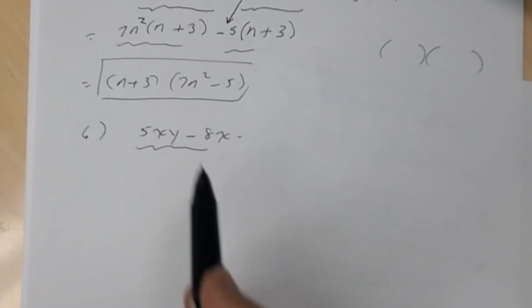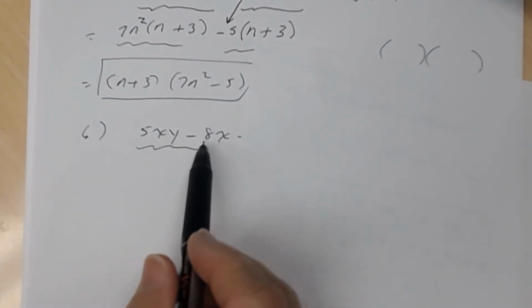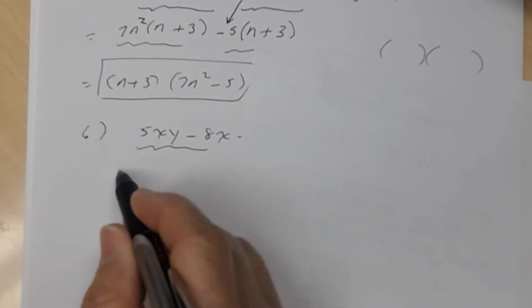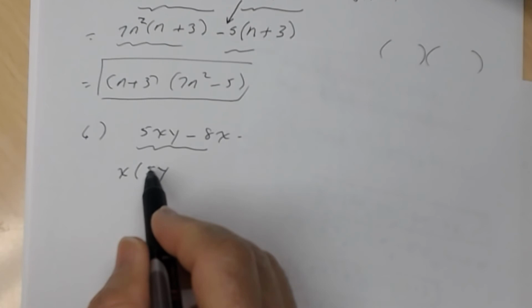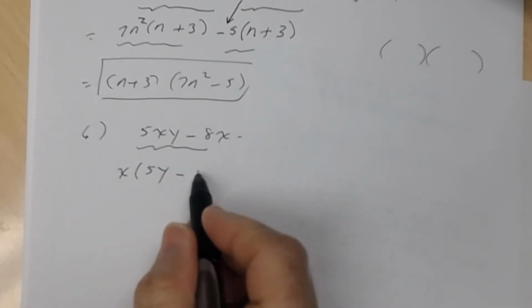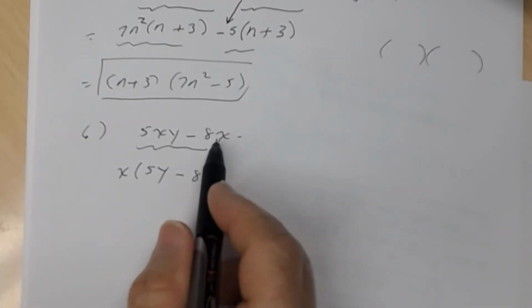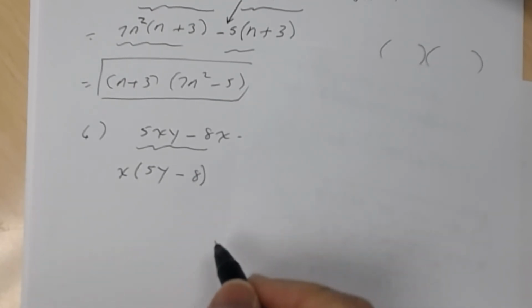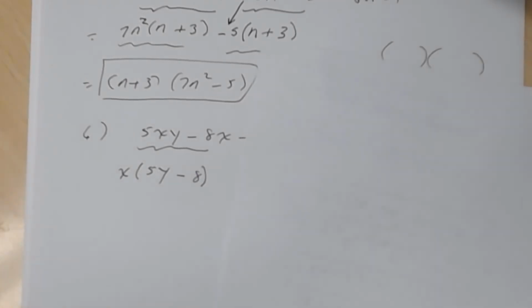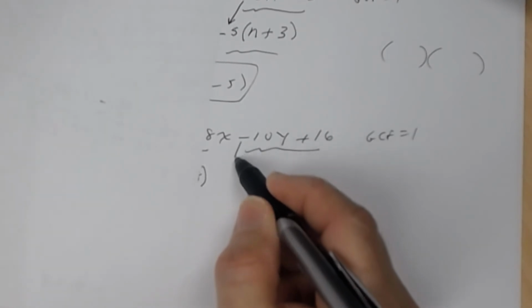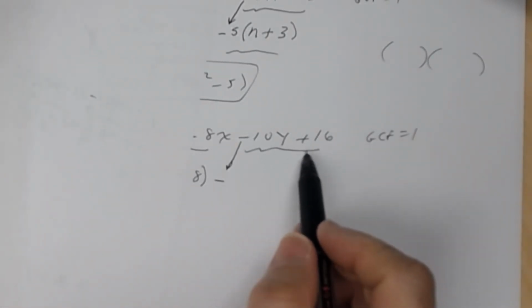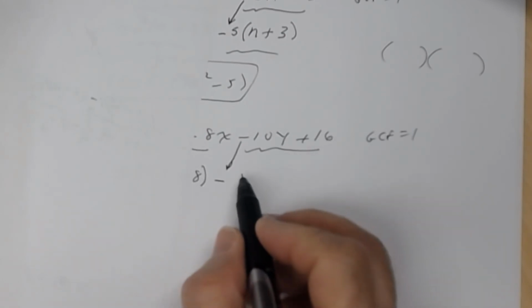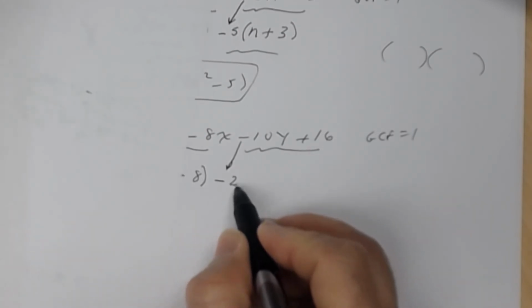Now from that, on the first group, the GCF is x. That's it, just x. So when I factor out the x, I'm going to get 5y, because x times 5y is 5xy, minus 8, because x times a negative 8 is a negative 8x. So that's what I get here. When I go to that other group, I'm going to factor out a negative GCF. If we look at negative 10y and 16, the GCF is 2. So I'm going to factor out a negative 2.